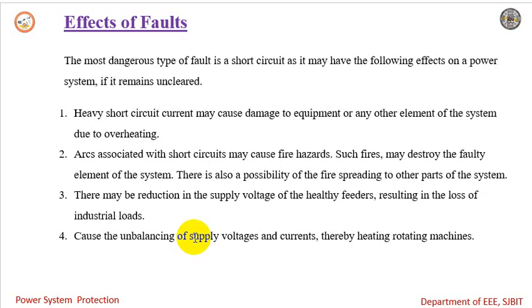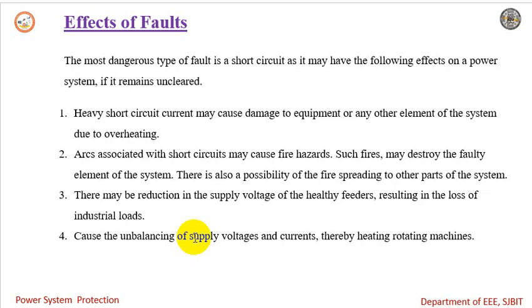First, when there is a short circuit, there will be heavy currents flowing in the power system, which may cause damage to the equipment or other elements connected in the power system. Due to these heavy short circuit currents, there may be fire hazards, and these fire hazards may destroy the elements of the power system, that is generator, transformer, transmission lines, etc. There is also a possibility that the fire may spread to other parts of the system.